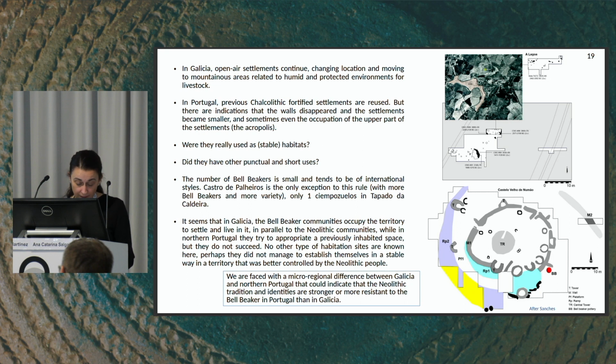Then the question: were these sites really used as habitat by Beaker people, or did they have other punctual and short uses? The number of Beakers in these sites is small and tends to be of international styles. Castro de Palleiros, excavated by Maria de Jesus, is the only exception to this rule, with more international Beaker and more variety in regional styles. And only one Ciempozuelos is found in Tapado da Caldeira, in another site.